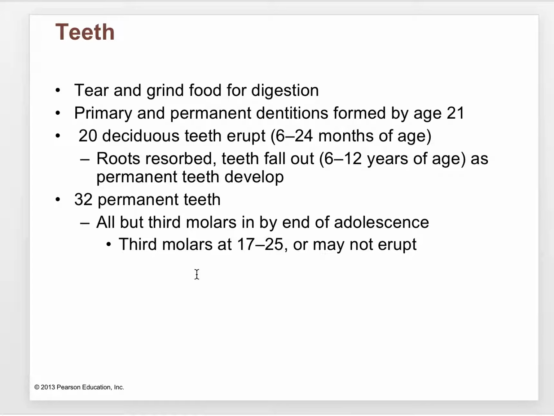We have teeth, whose purpose is to tear and grind food. We have deciduous teeth and permanent teeth. There are 20 deciduous teeth and 32 permanent teeth. The deciduous teeth, or the baby teeth, fall out at 6 to 12 years of age, and the permanent teeth develop.